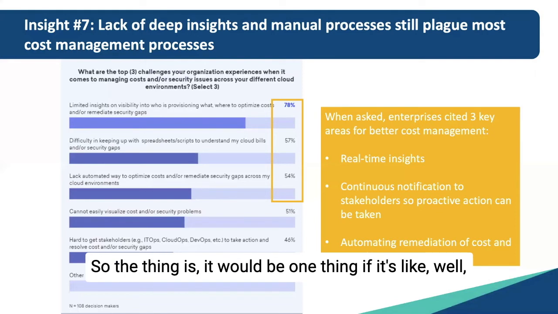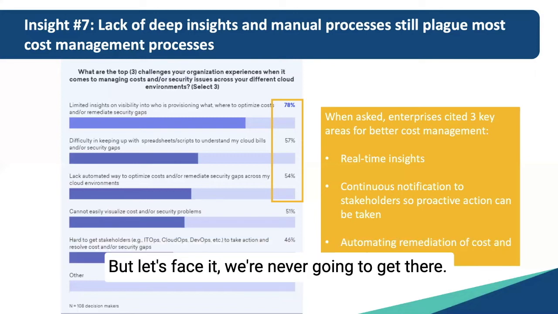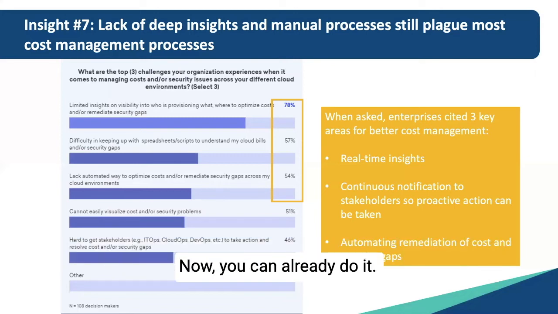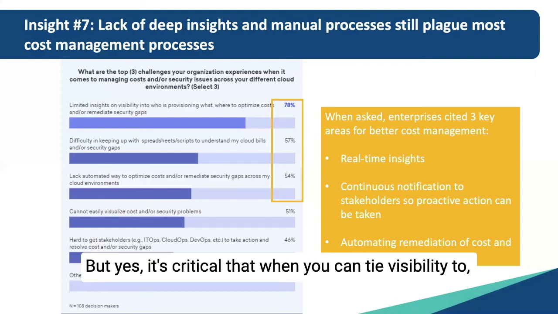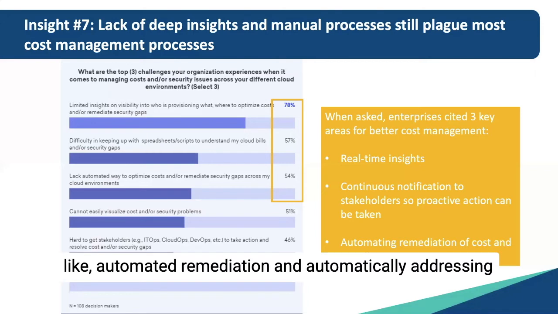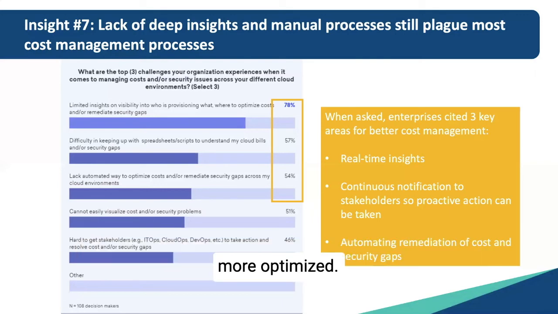It would be one thing if it's like, well, it would be so great if we could automate these things, but let's face it, we're never going to get there. No, you can already do it. So it's not like it's not possible. It's just people aren't doing it. And yes, it's critical that when you can tie visibility to automated remediation and automatically addressing things, that's going to make your automation process itself more optimized.